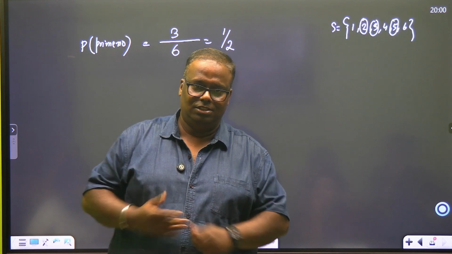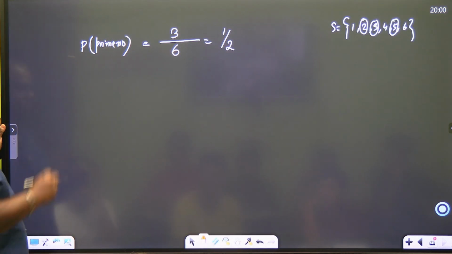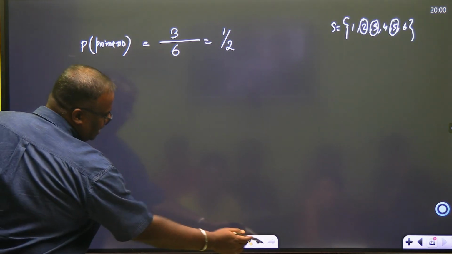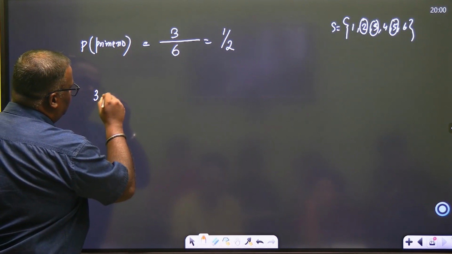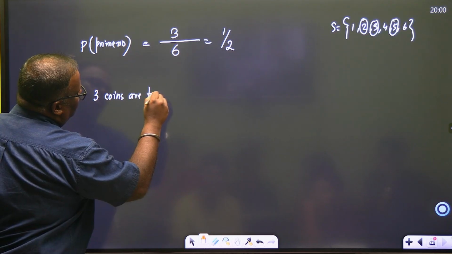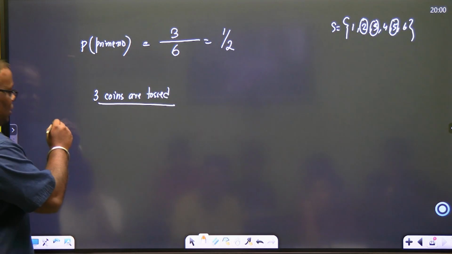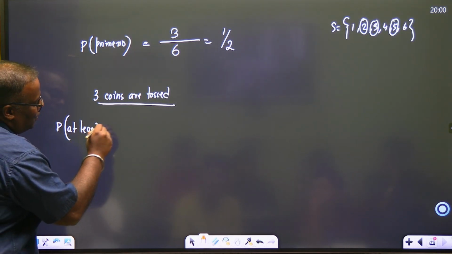ठीक है, एक और क्वेश्चन देख, one more. Okay, 3 and then we will leave you. 3 coins are tossed, right? Find the probability of getting at least 2 heads.